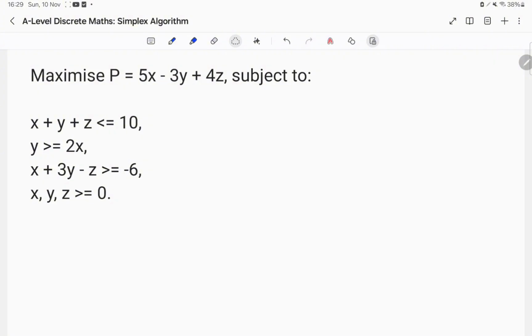Maximize p equals 5x minus 3y plus 4z, subject to x plus y plus z is less than or equal to 10, y is greater than or equal to 2x, x plus 3y minus z is greater than or equal to negative 6, and x, y, and z are all greater than 0.